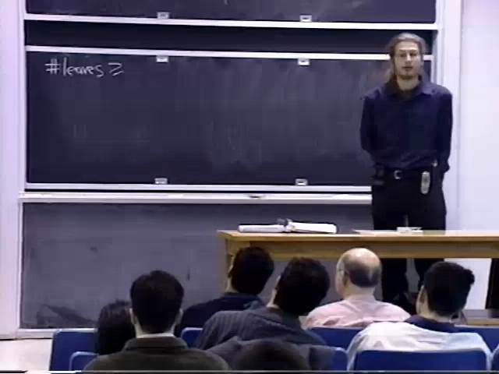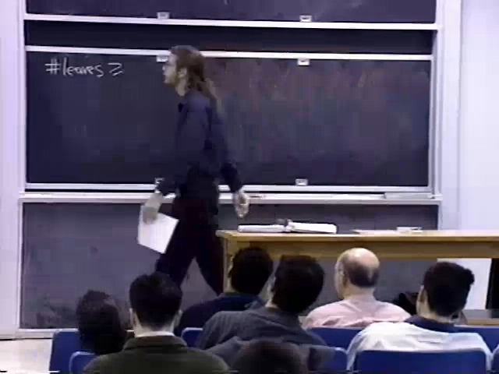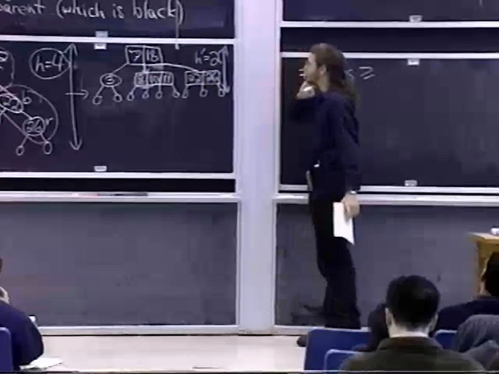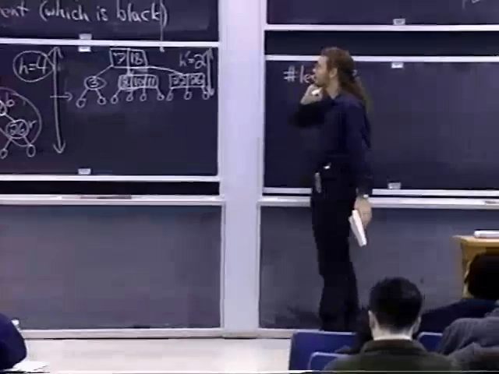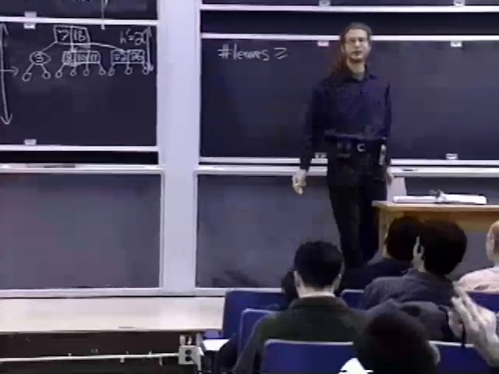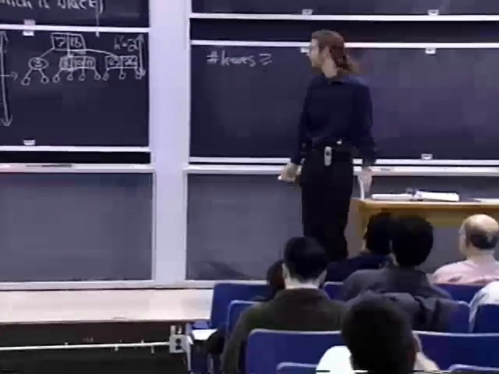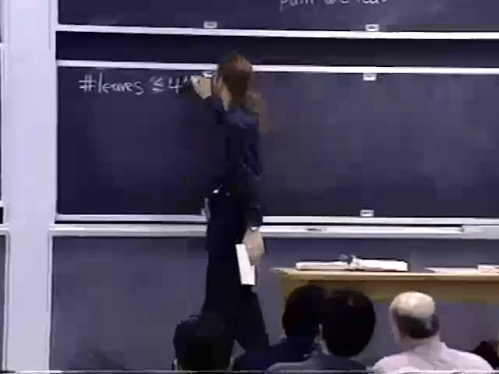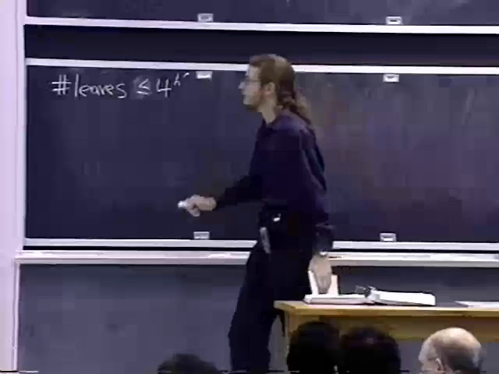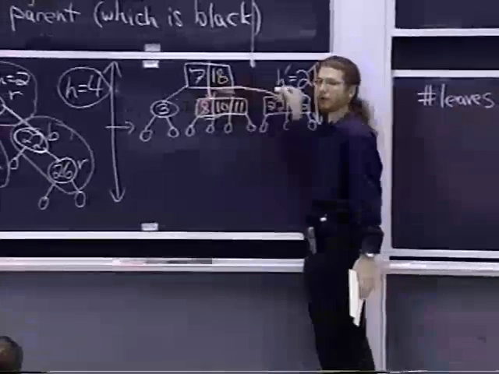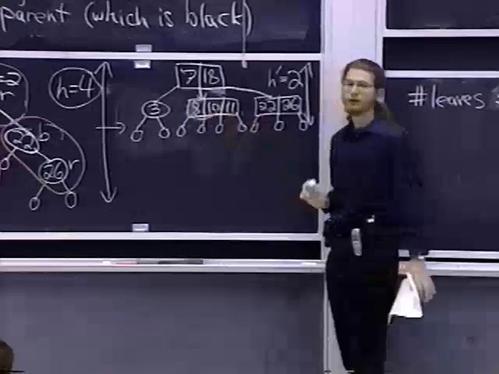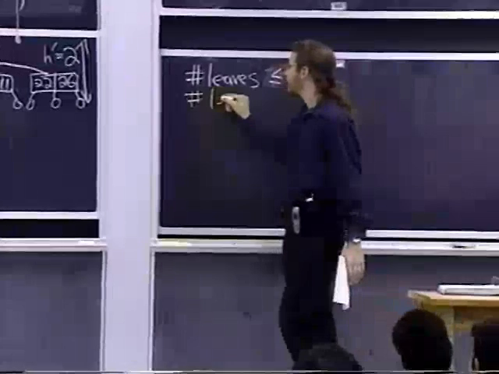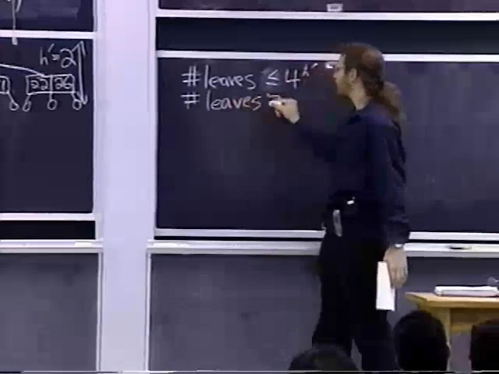H squared. Well, it's not quite the right way around. It's sort of upside down. Maybe 4 to the h prime. Yeah, it's at most 4 to the h prime, that's right, because each node has at most 4 children, like here. So the number of leaves is definitely at most 4 to the h prime. We actually want a lower bound on the number of leaves. So how small could each node be?